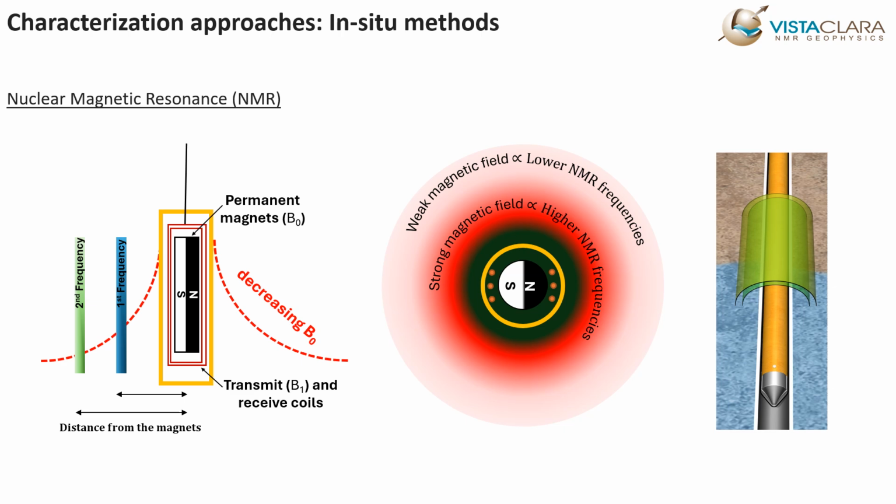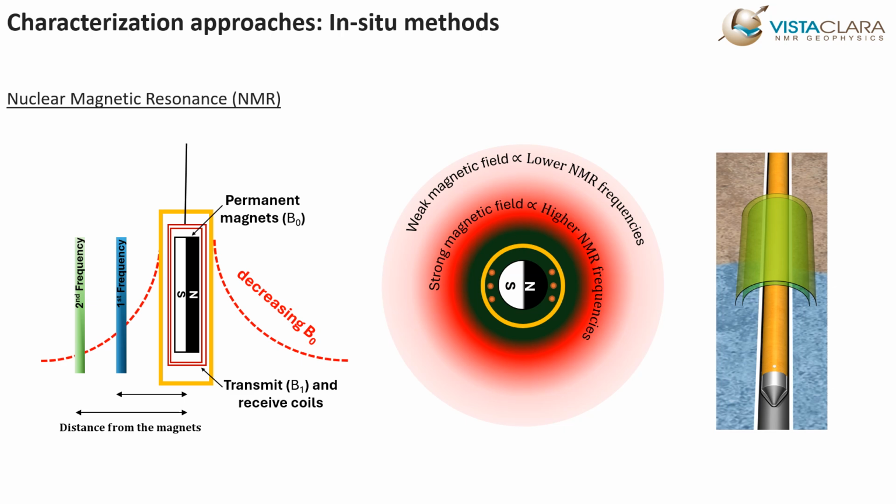Since NMR borehole logging tools use permanent magnets, the magnetic field is not uniform, and you will have a decrease in magnetic field as you move away from the sensor. In this case, stronger magnetic fields, which are associated with higher NMR frequencies, are found closer to the tool, and weaker magnetic fields, associated with lower NMR frequencies, are found at some distance from the probe. Also, a very important characteristic of these tools is that since we have that decaying magnetic field with distance from the sensor, there is also a magnetic field gradient.